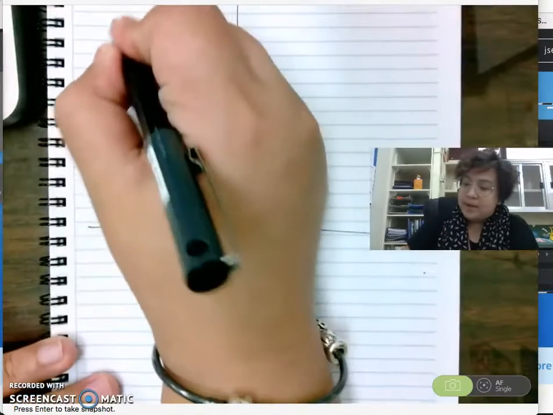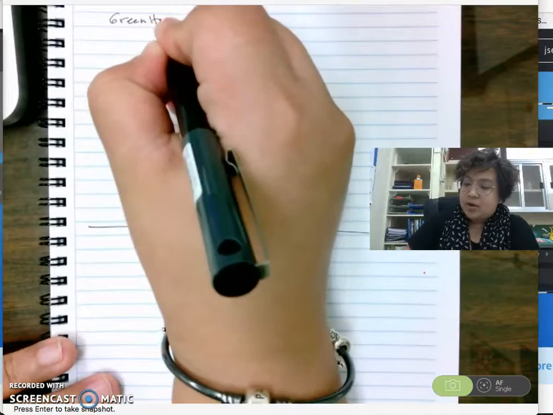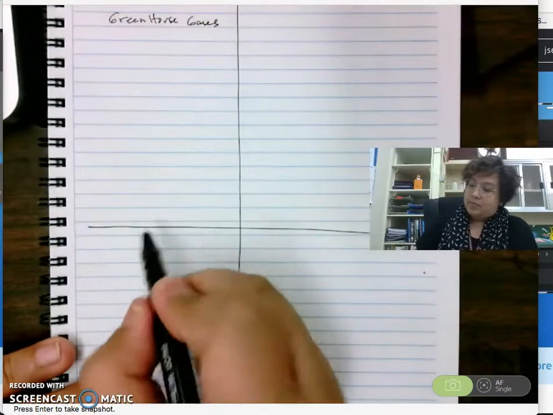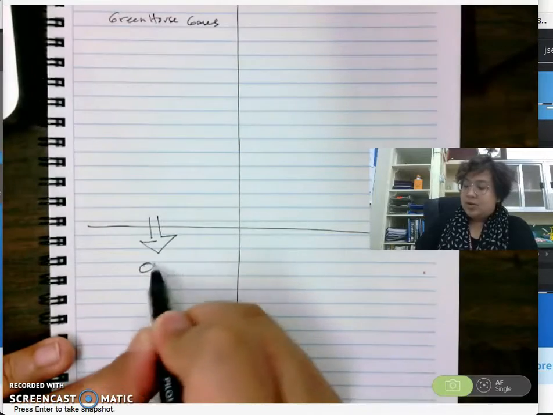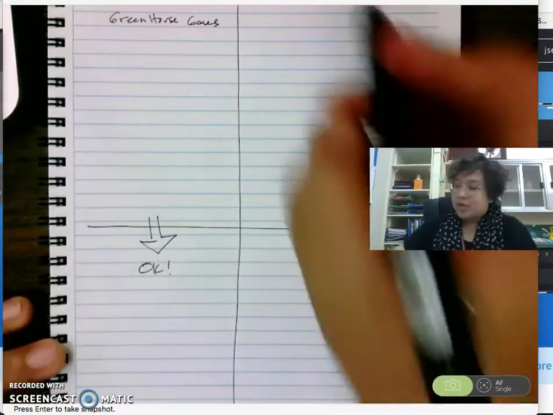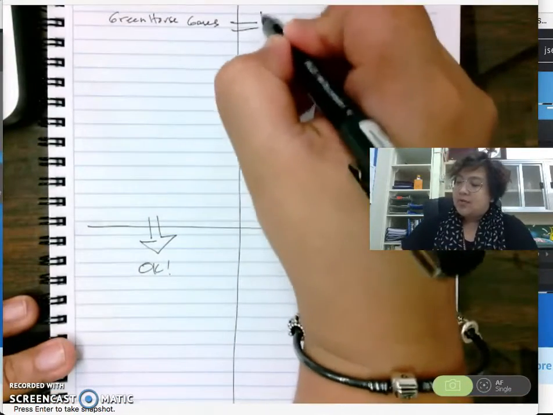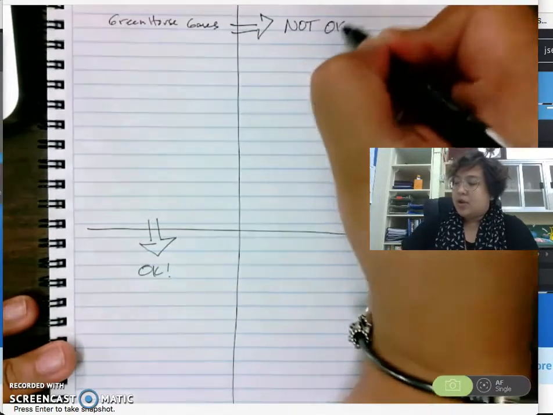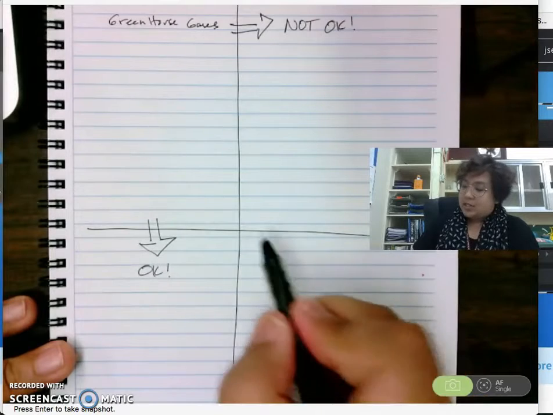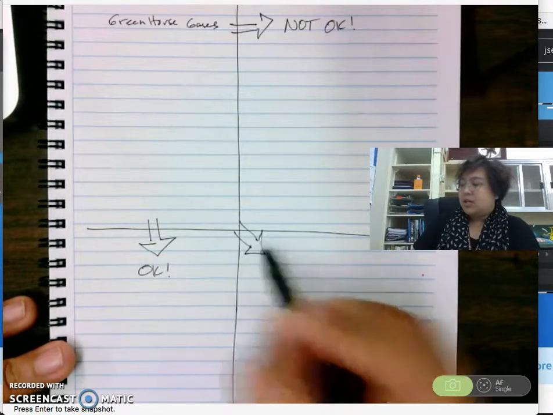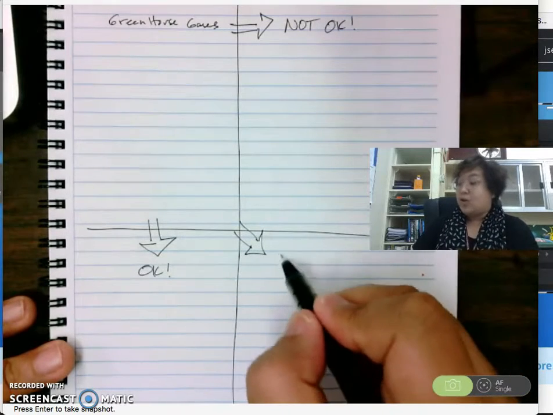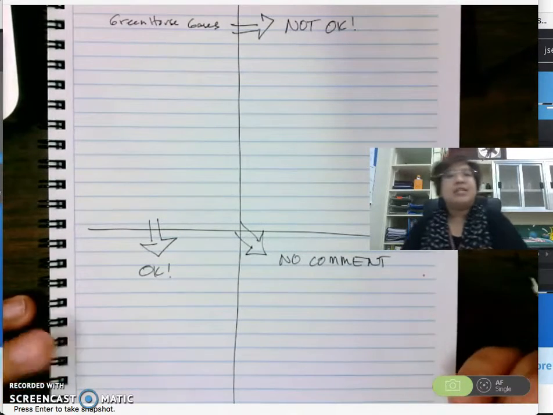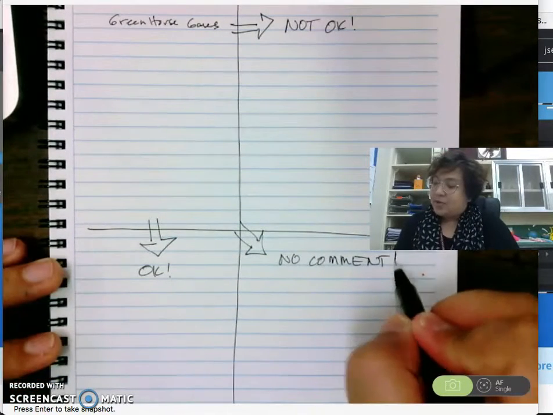First of all, you need to know what greenhouse gases are, and you need to know that they are okay. We need greenhouse gases. However, the other quadrant is here, I'll put not okay. And the last quadrant is abstain, or no comment. You'll realize later why I put no comment for this one.